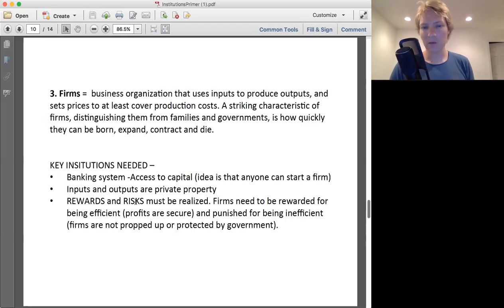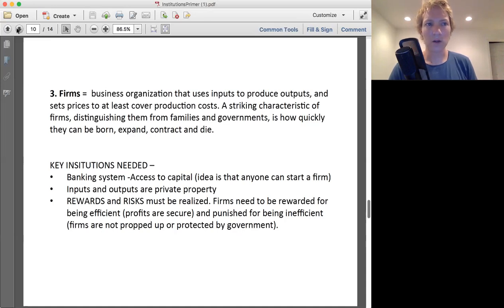And then finally, this is really important. You need rewards, and risks must be realized. So look, if you're a good firm and you're operating well, profits need to be there, and you need to be able to make money. But also, if you are inefficient or not producing well, or ripping off your customers, you need to go out of business. You need to not be protected by the government. If you are in some way bailed out or something like that, that would not be a functioning market in the traditional sense.